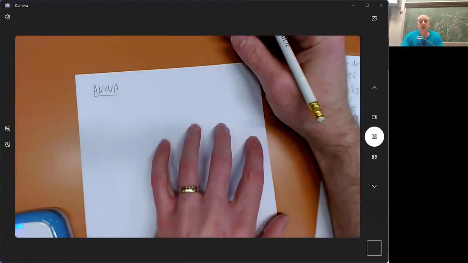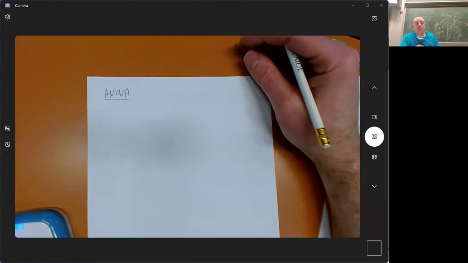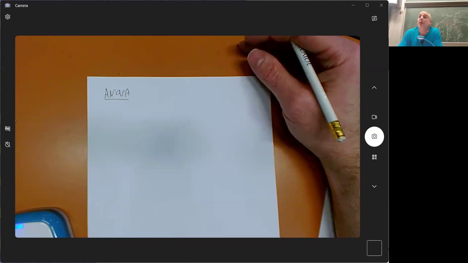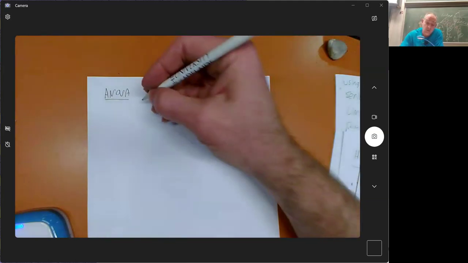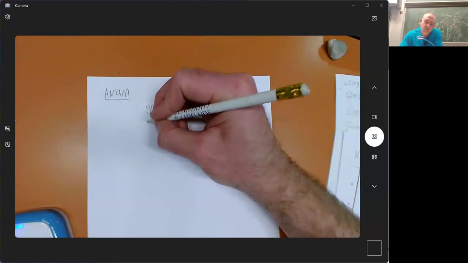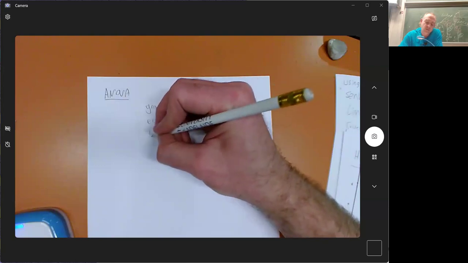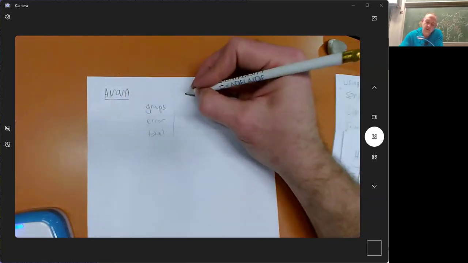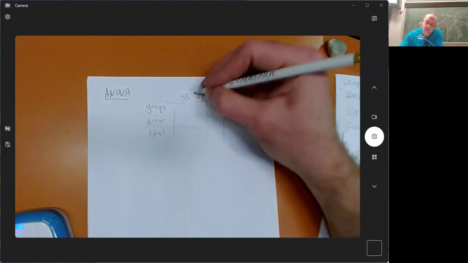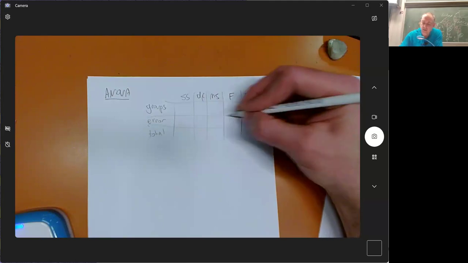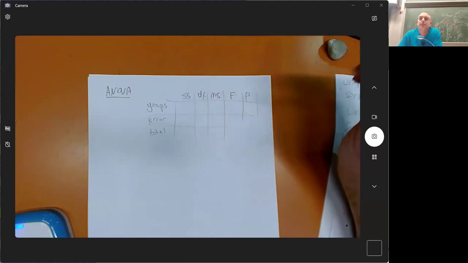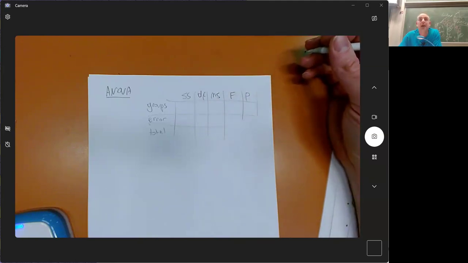So ANOVA will produce a table, and you can read the ANOVA things from the table. So it will have probably groups, and probably error, and probably total. SS, DF, MS, and P. Pretty sure that's what the table will look like.